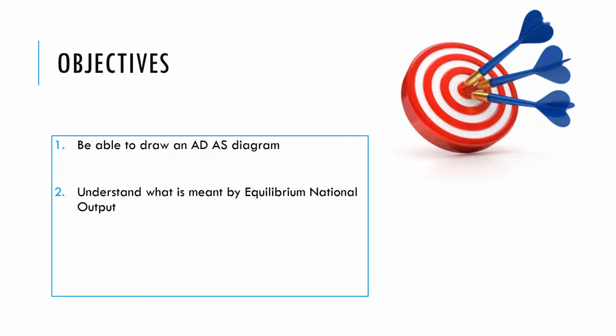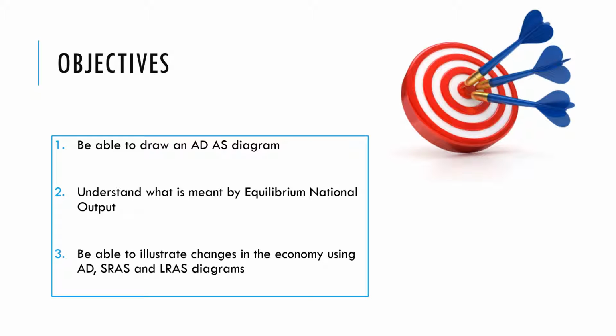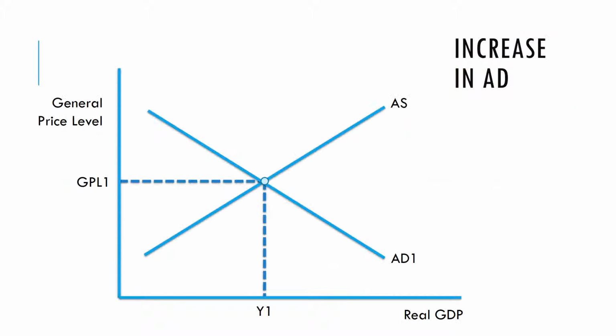Okay, we've looked at our first two objectives now. Now let's go on to look at our third one, which is to say, can we illustrate change in the economy using this model? So let's imagine our economy is in equilibrium, and we have a price level of 1 and a level of national income of Y1. Now, if there was an increase in aggregate demand within our economy, how would we illustrate that? And can we predict what is likely to happen if there's an increase in aggregate demand?